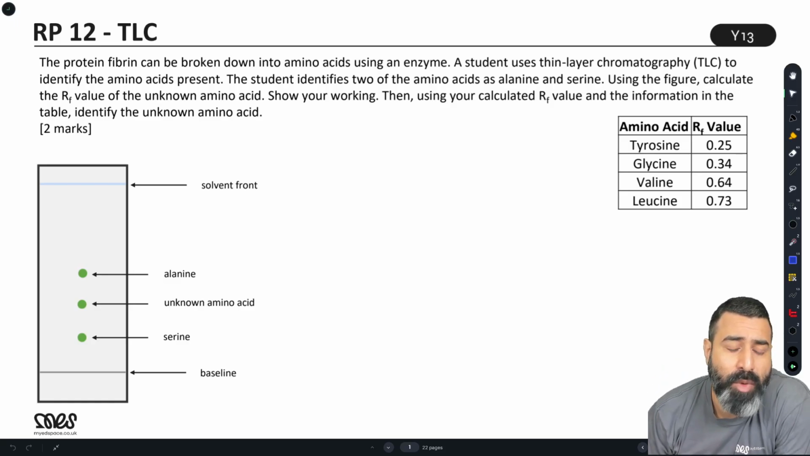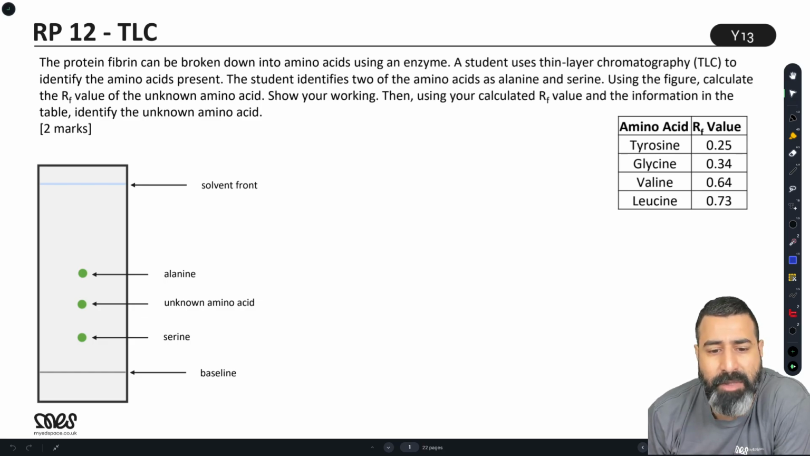Greetings A-level chemists, welcome to today's video where we're going to be looking at required practical 12 of the AQA specification, and we're going to be looking at TLC, thin layer chromatography, but this applies to all exam boards, so Edexcel and OCR-A, because chromatography doesn't adhere to one particular exam board. So let's have a look at the question.